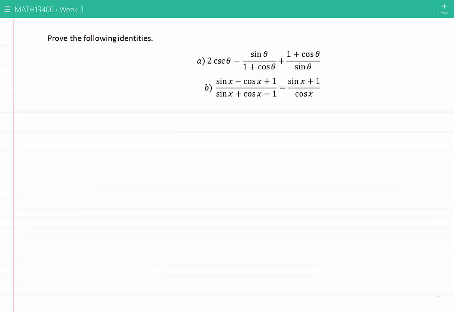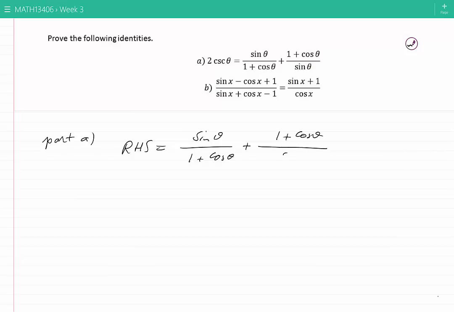Prove the following identities. I'll start with the identity in part A. I'll show that the right hand side, when simplified, is equal to the left hand side. The right hand side itself is equal to sine theta over 1 plus cos theta plus 1 plus cos theta divided by sine theta. The first idea which would come to mind is to add the two fractions and hope that by simplification one would end up with the left hand side.